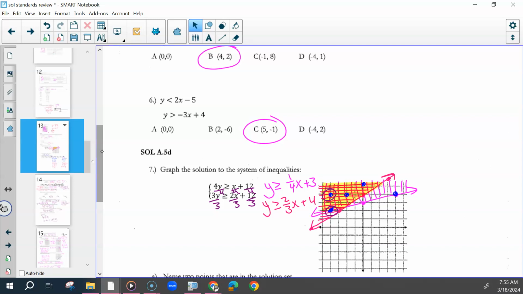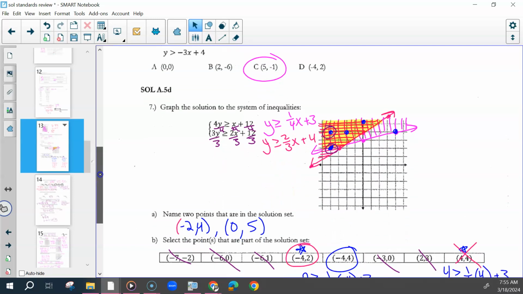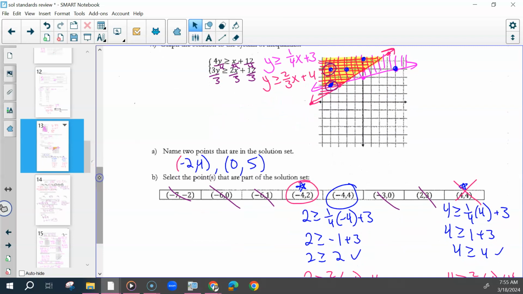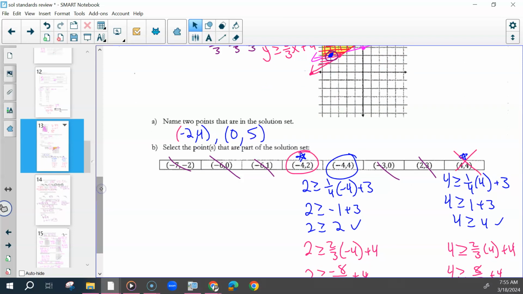And then the next 2 questions are related to this. Name 2 points that are in the solution set. This could be from this or not. It doesn't matter. So your points don't have to match mine. They could be any 2 points in that shaded area. And then you had to select which of these were also part of that solution set. So of the ones that were, there were only 2. -4, 2, and -4, 4.